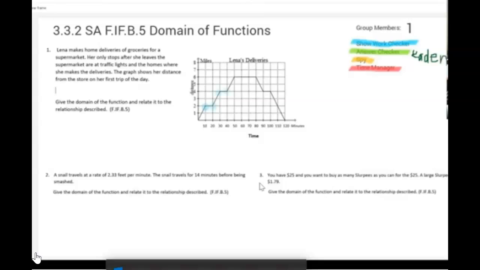So this graph is keeping track of Lena's what? You look so silly, puppy. It shows her distance in miles from the store on her first trip of the day. Okay, distance, and what's the other variable it's keeping track of? Minutes. How many minutes it took her to walk that? So in 10 minutes she walked 2 miles.